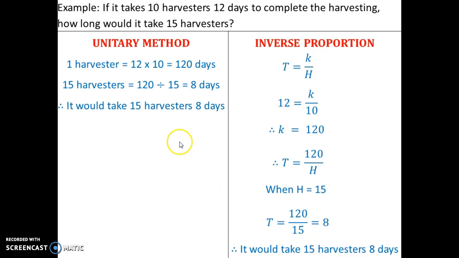Another method you can do is think about it as how long would it take one harvester. So you'd multiply the 12 days by 10, so it would take you 120 days. And then for 15 harvesters, you would be dividing it by 15 to get your 8 days. So it's another way of thinking of it.